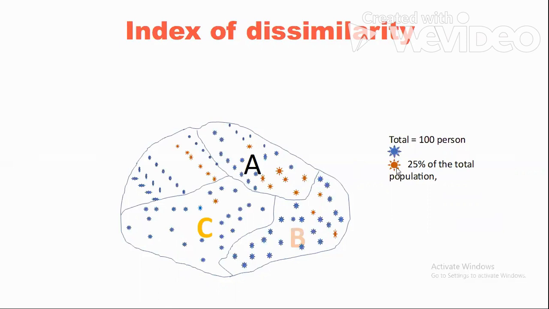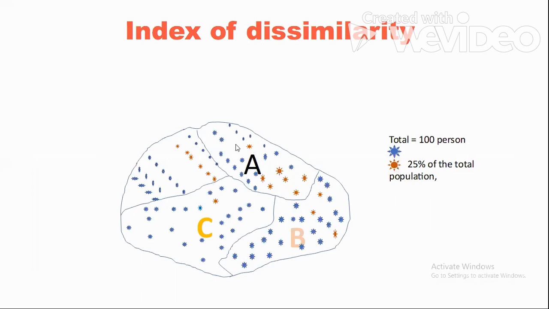These are the two racial groups, and this group, the brown people, the colored people, occupy 25% of the total population. That means 25% of a total population of 100 is 25. So we have 25 people of this category, and the rest, 75, obviously come to this category. In total we have 100%.